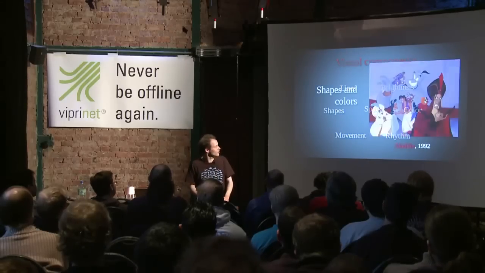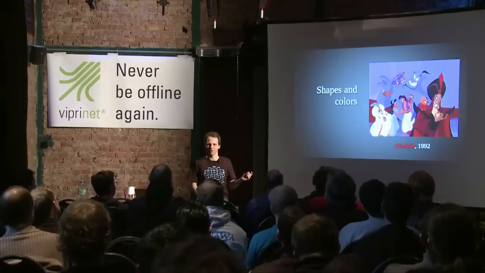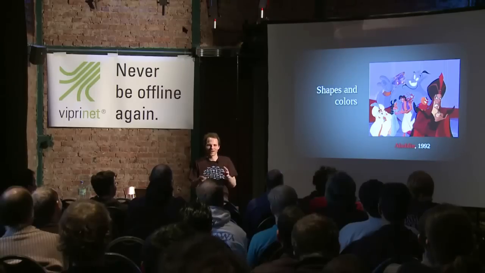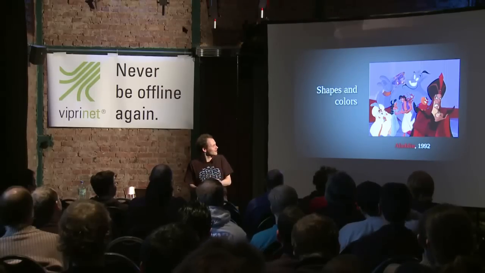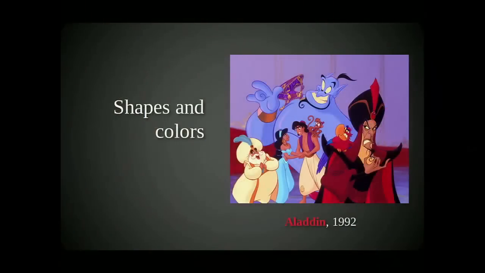So take an example. Have you noticed in animation films how the bad guys are always kind of spiky and the good guys are sort of curvy? And in this specific example in Aladdin, you see the good guys are all made of shades of blue and white, and the bad guy is red and black.